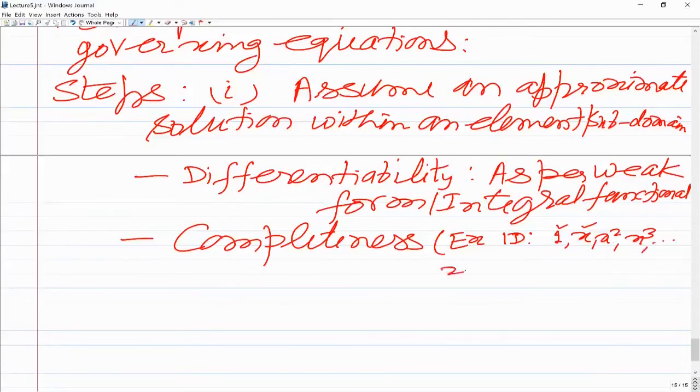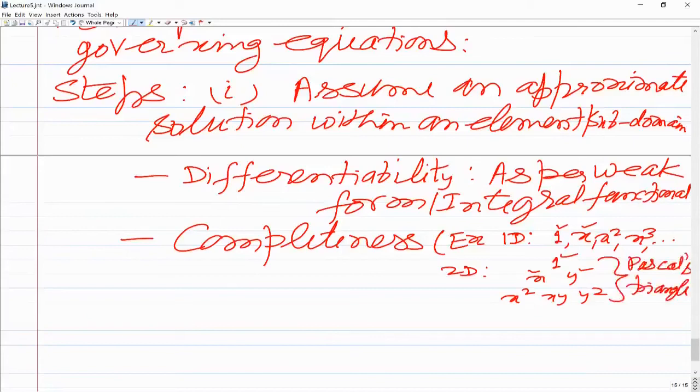Now if it is a 2D problem, the unknown variables, displacements, temperature, etc. are going to be functions of x and y. If we are taking x and y, then there should be a constant term. Or if we are taking the quadratic terms x square, xy and y square, then the constant term, x and y terms should be present. This is known as Pascal's triangle.